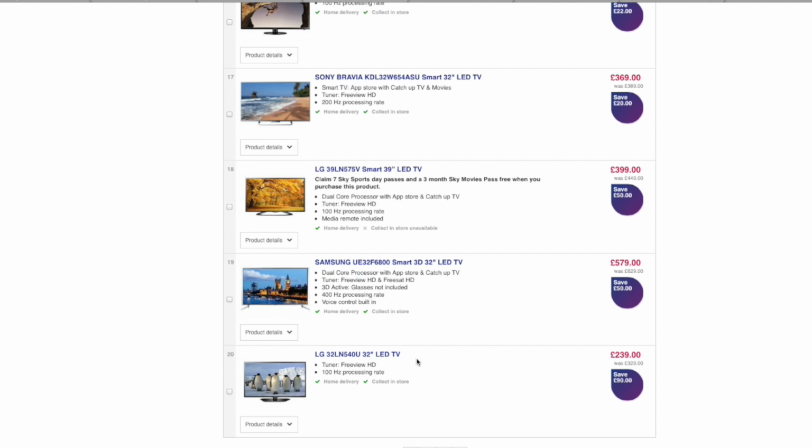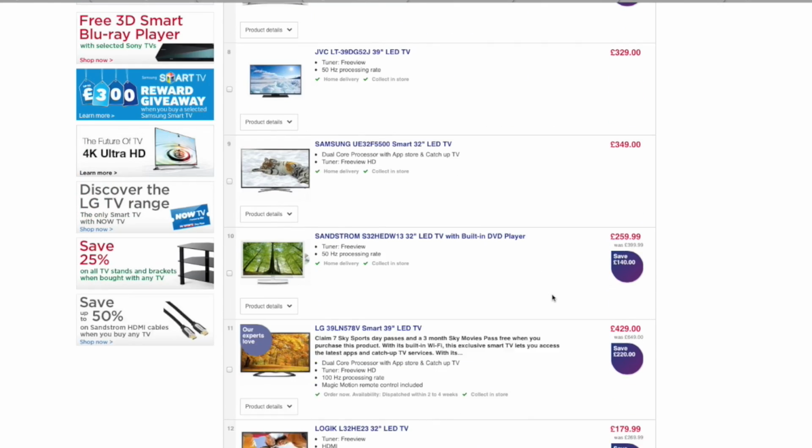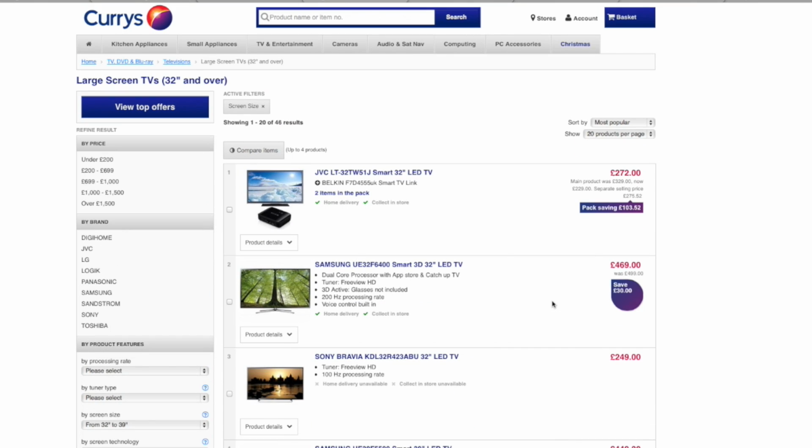LG TV here, LED, okay? And it's £239. But if we look further up the page, oh, here's a Samsung. That's also 32-inch. But wait a minute, that's £469. Why is the LG almost half the cost of the Samsung? What's going on there? So what am I actually paying for? How is that justified? Let's have a look into that, okay?